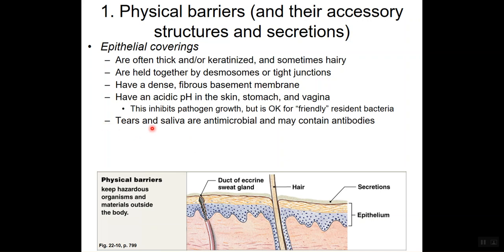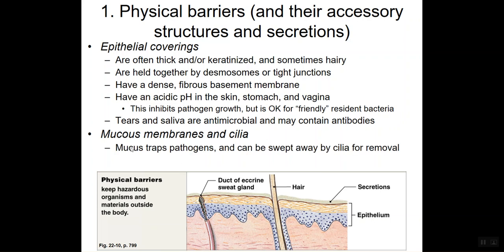And then some bodily secretions, including tears and saliva, have other antimicrobial properties, not necessarily low pH, but maybe other chemicals that are antimicrobial, and may or may not also contain antibodies to help fight off any potential pathogens as well.